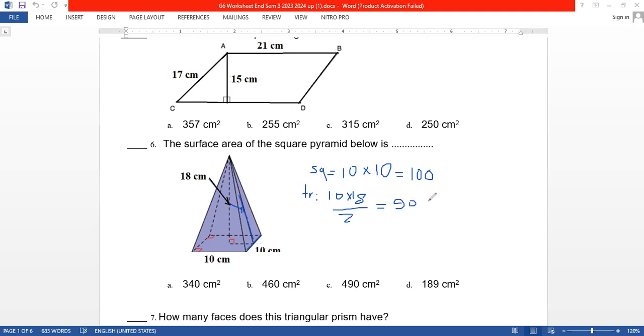Now I have to multiply this by 4. Why by 4? Because we have 4 similar, or congruent, triangles. 90 times 4 equals 360, because 9 times 4 is 36, and we add the 0, so 360. Now we add these two numbers, the area of the 4 triangles and the area of the square. If you add them, you get 460.